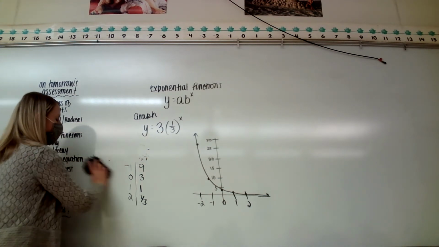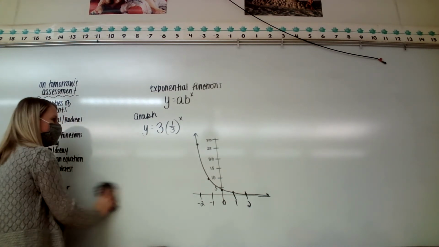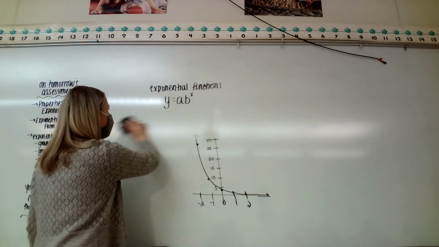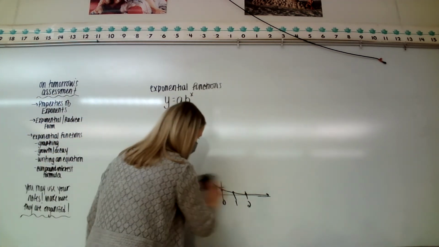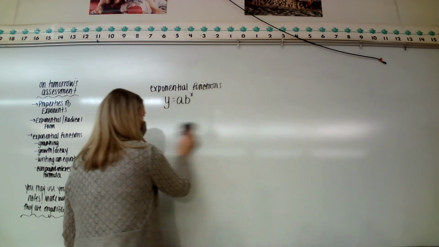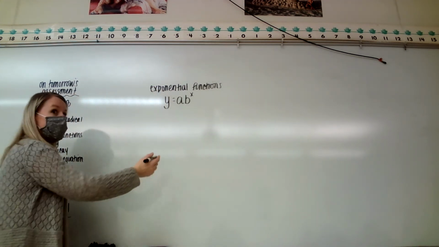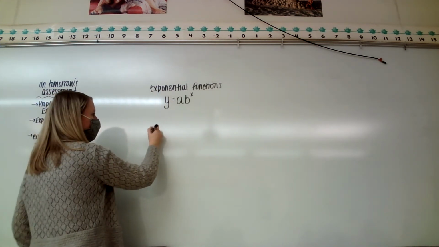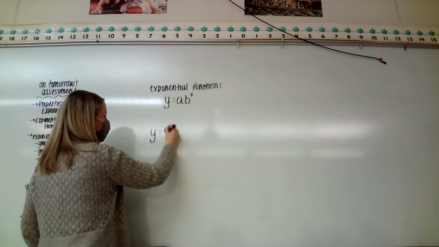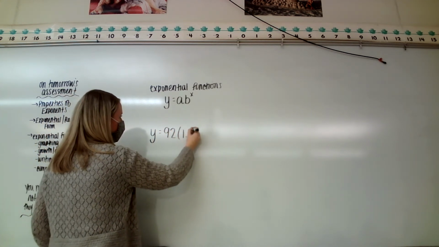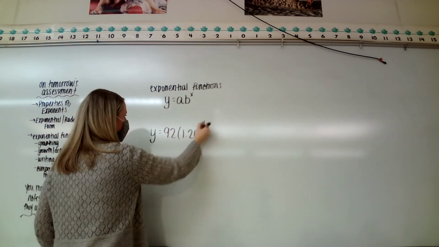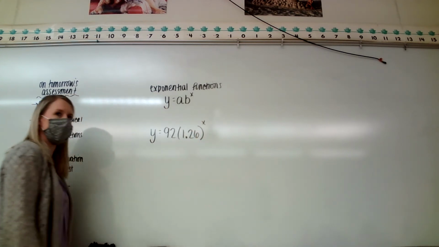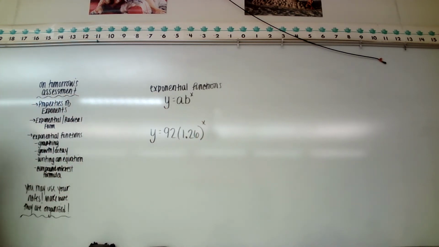So then we said, okay, we have a general idea of exponentials, we know what they look like now. And then we talked about stuff like this. If I gave you an exponential function, y equals 92 times 1.26 to the x power, it's going to be okay, take a deep breath.